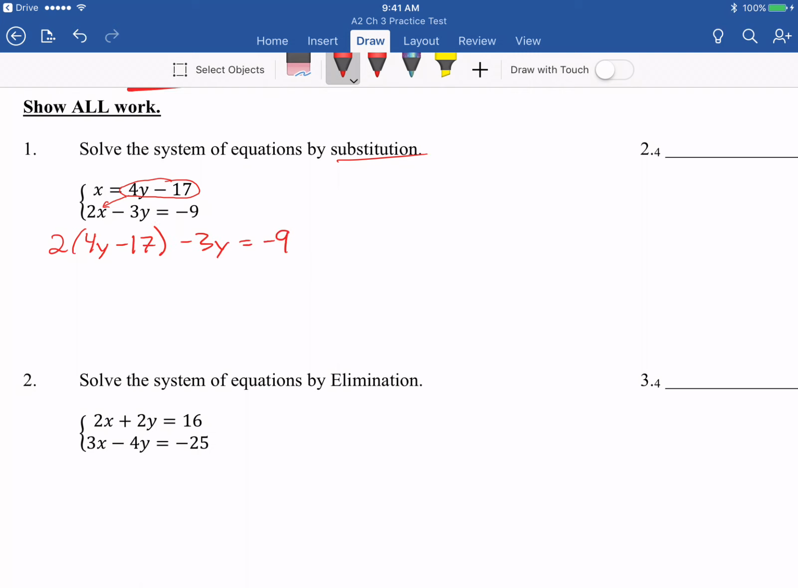All right, now I have one equation with one variable and just my y's. So I can distribute this guy. So now I get 8y minus 34 minus 3y is equal to negative 9. All right, I can add that 34 over and combine my like terms in the same step here. So I add 34 to this side, excuse me. So now these guys combine to be 5y is equal to negative 9 plus 34 is 25. Should get y is equal to 5 here. All right, so that's my first part.